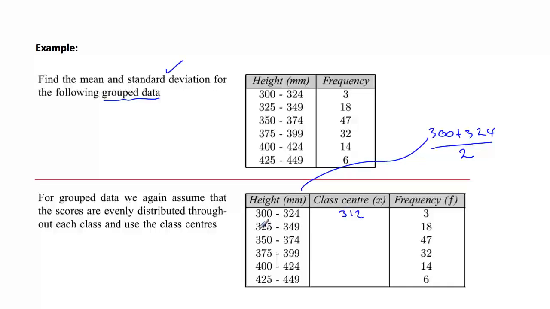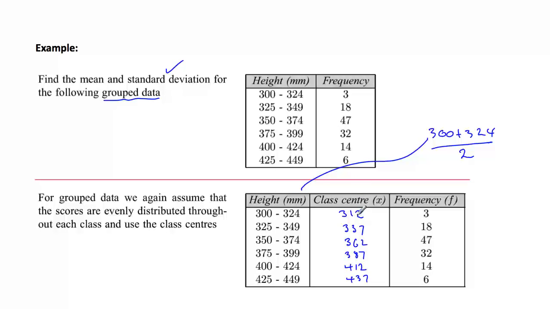Likewise, if you average the first and the last, you'll keep getting the class centres. So let's write these in: 337, and once you start to see a pattern, you don't actually have to work out the averages. 362, 387, 412, and 437.